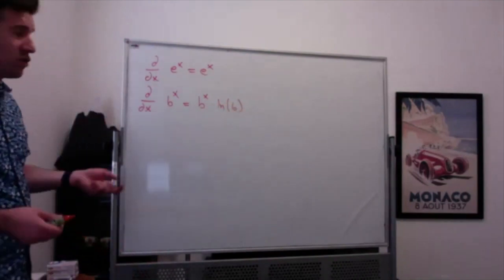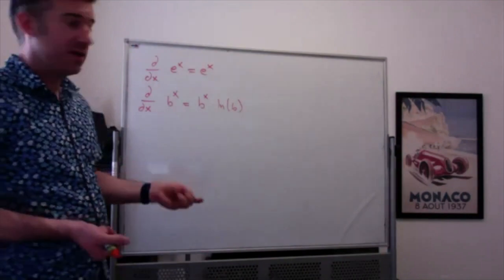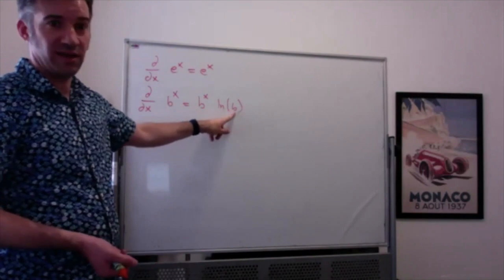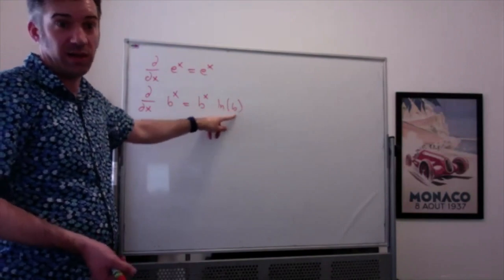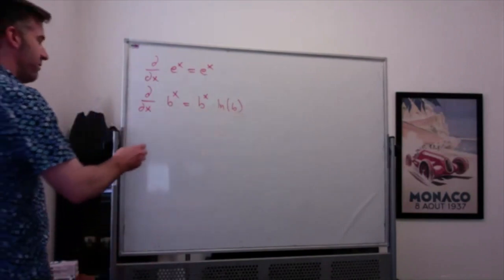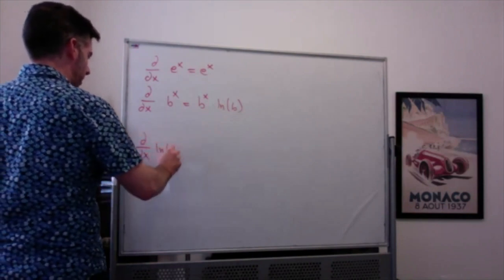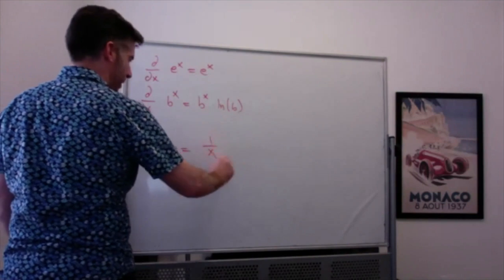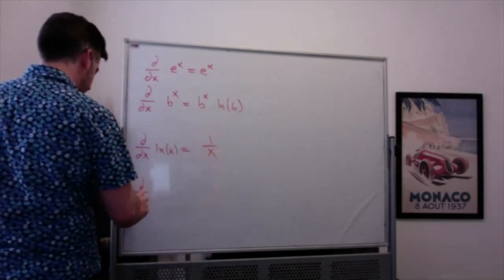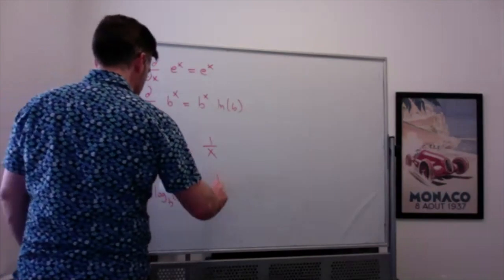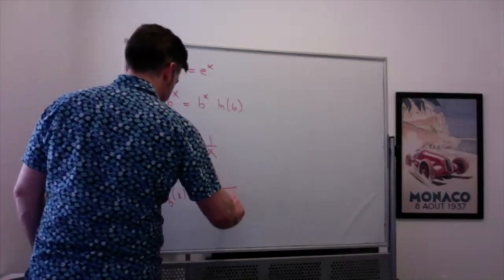And it's true if your base is e as well. The derivative of e to the x is e to the x times the natural log of e. The natural log of e is 1, so we don't write that part. And then we have the logarithmic ones. The derivative of the natural log of x is 1 over x. The derivative of the log base b of x is 1 over x natural log of b.